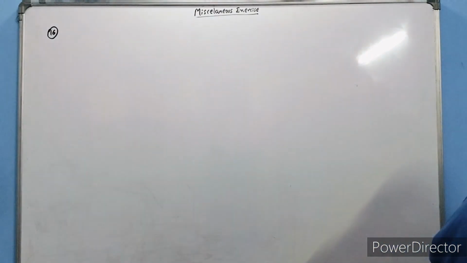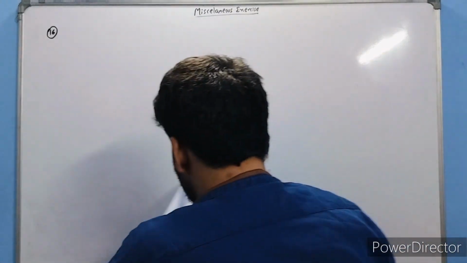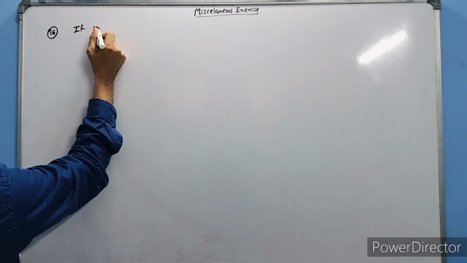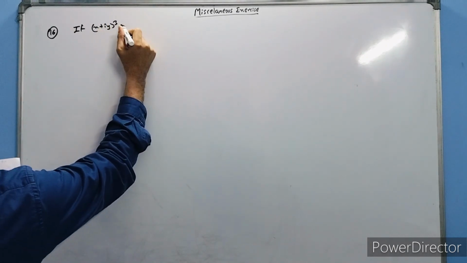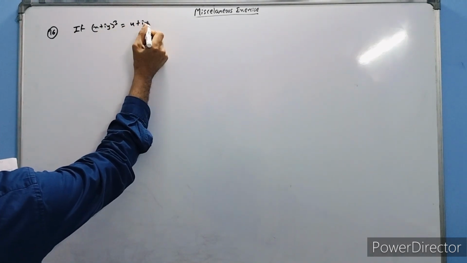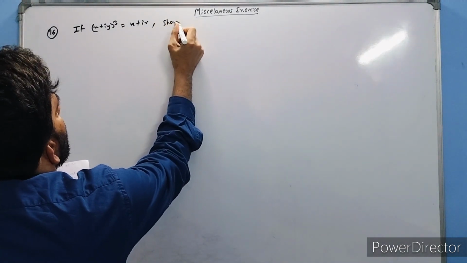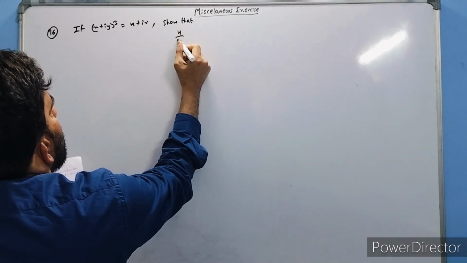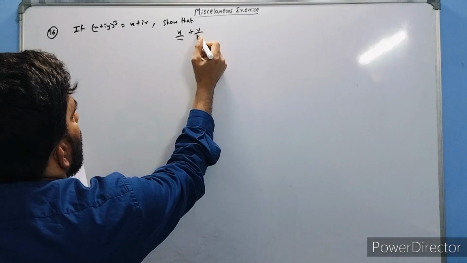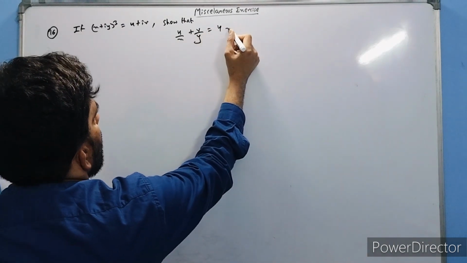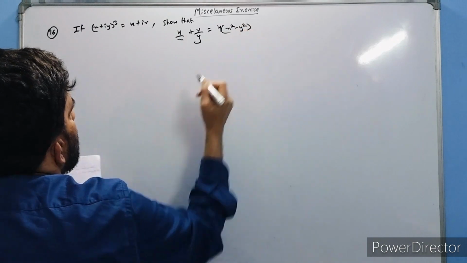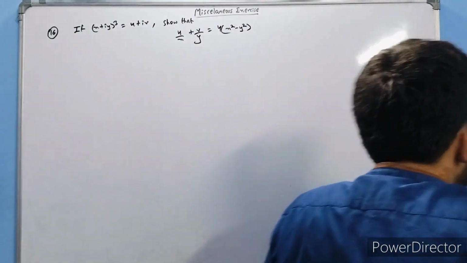The 16th question is: if (x plus iy) whole cube is equal to u plus iv, then show that u upon x plus v upon y is equal to 4 into (x square minus y square). Let us see what we have been given in this. They have given that (x plus iy) whole cube is equal to u plus iv.